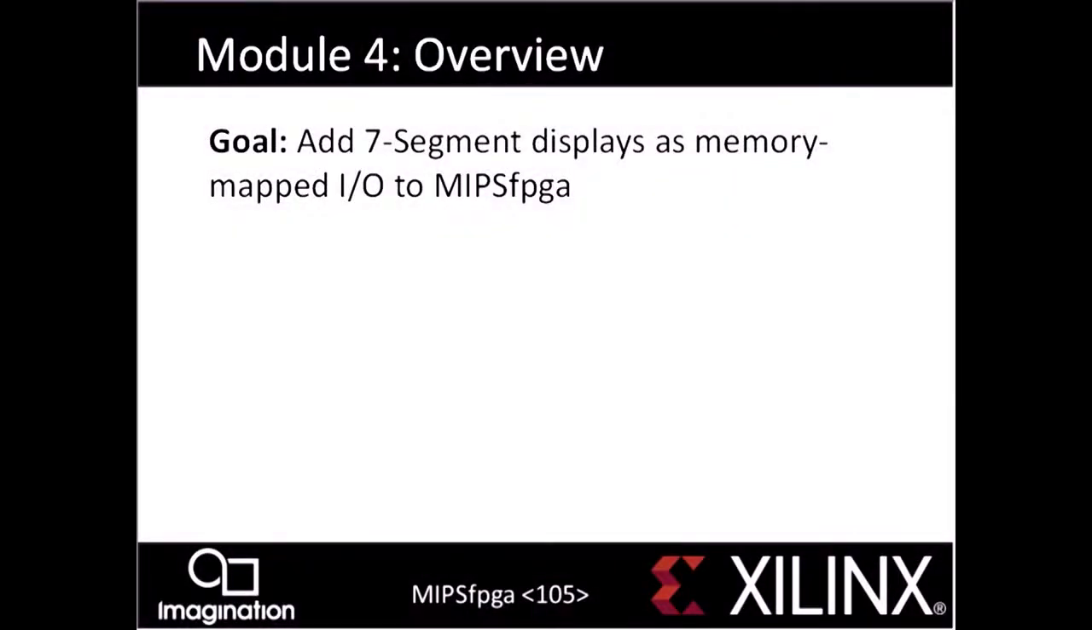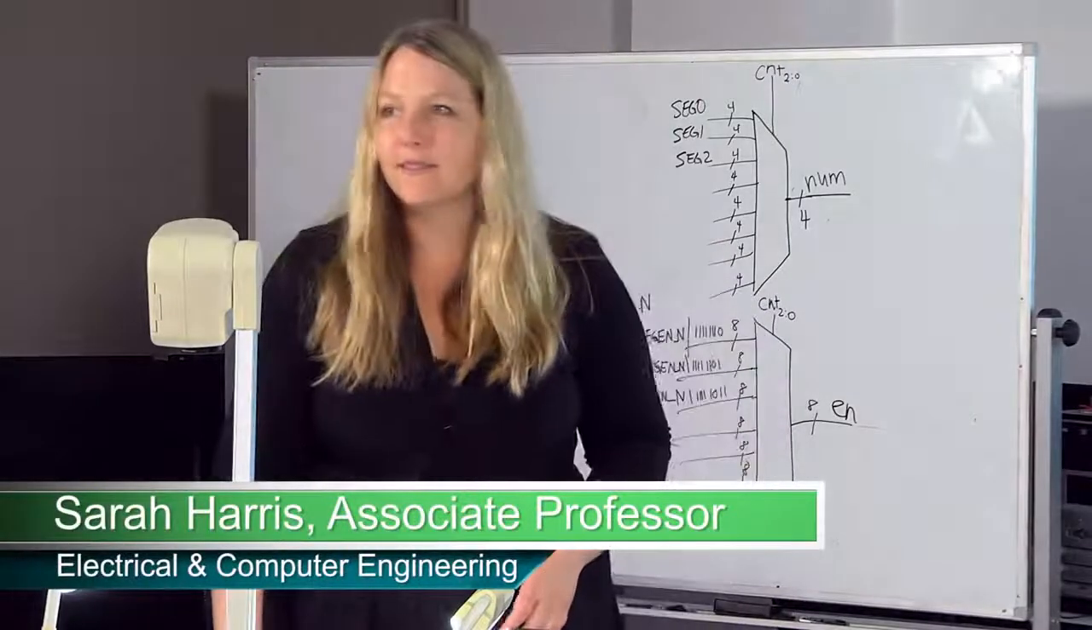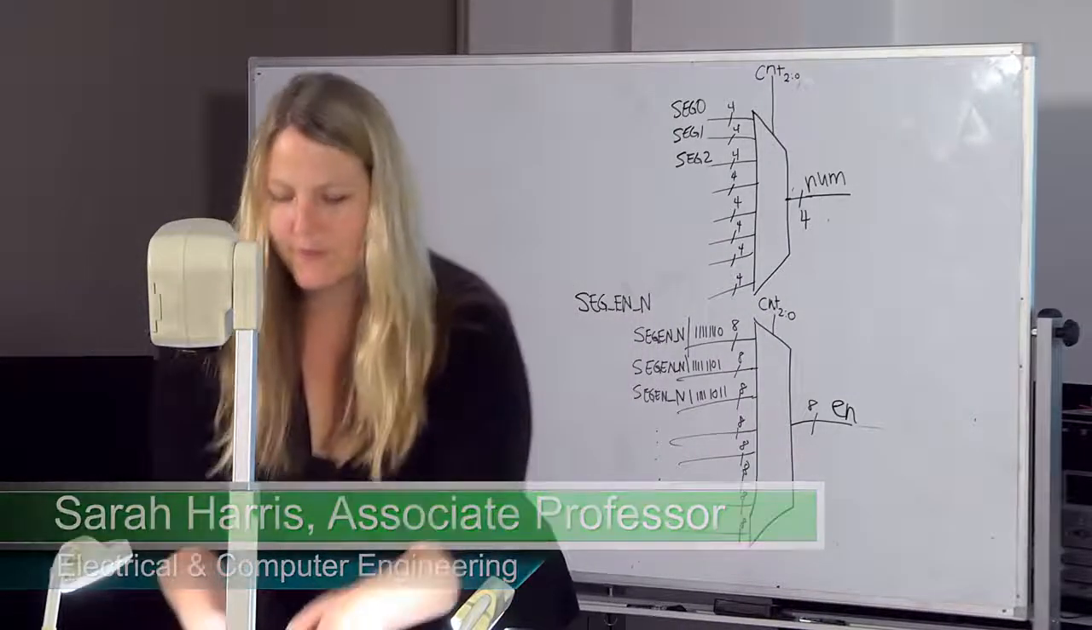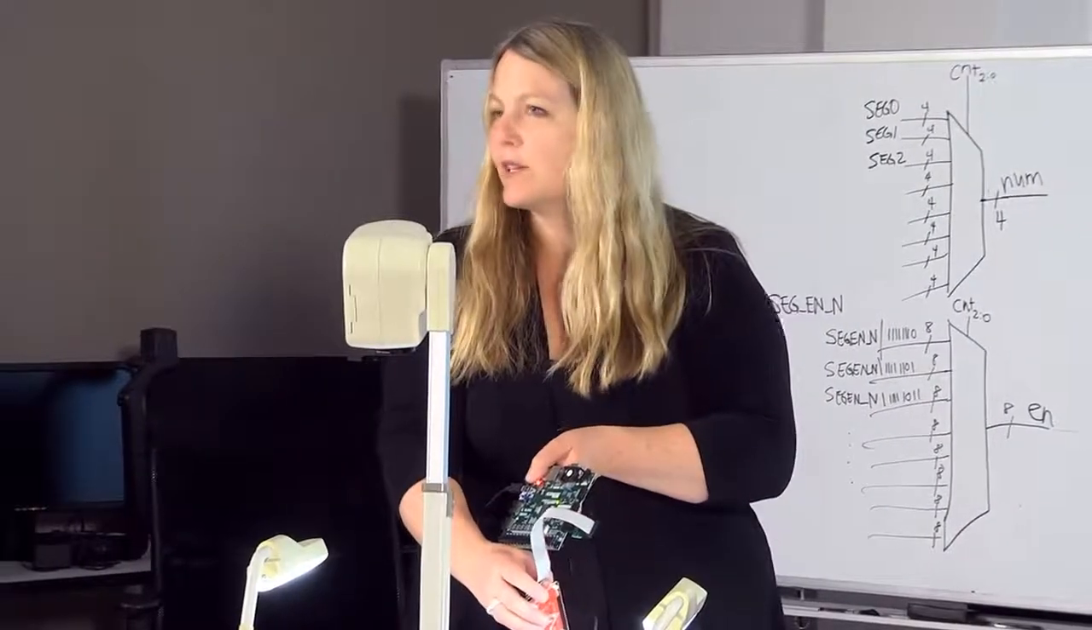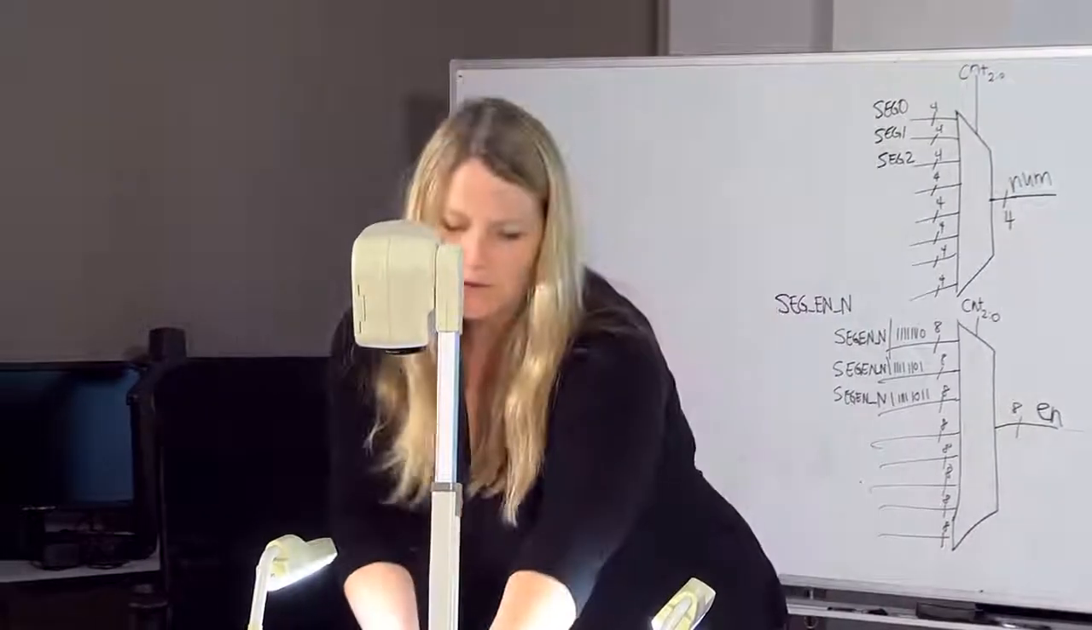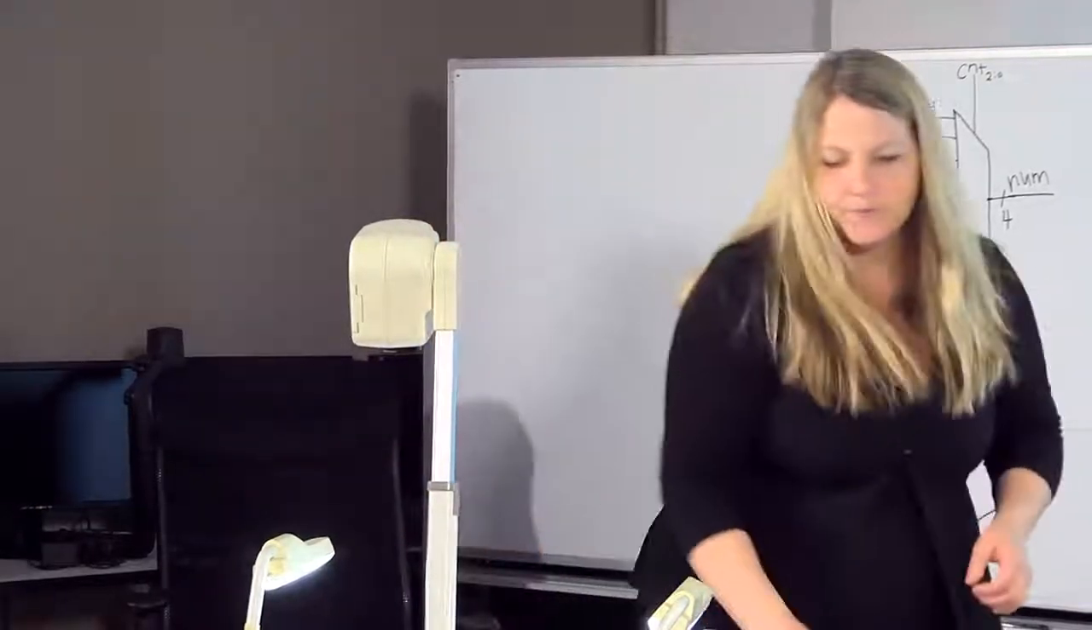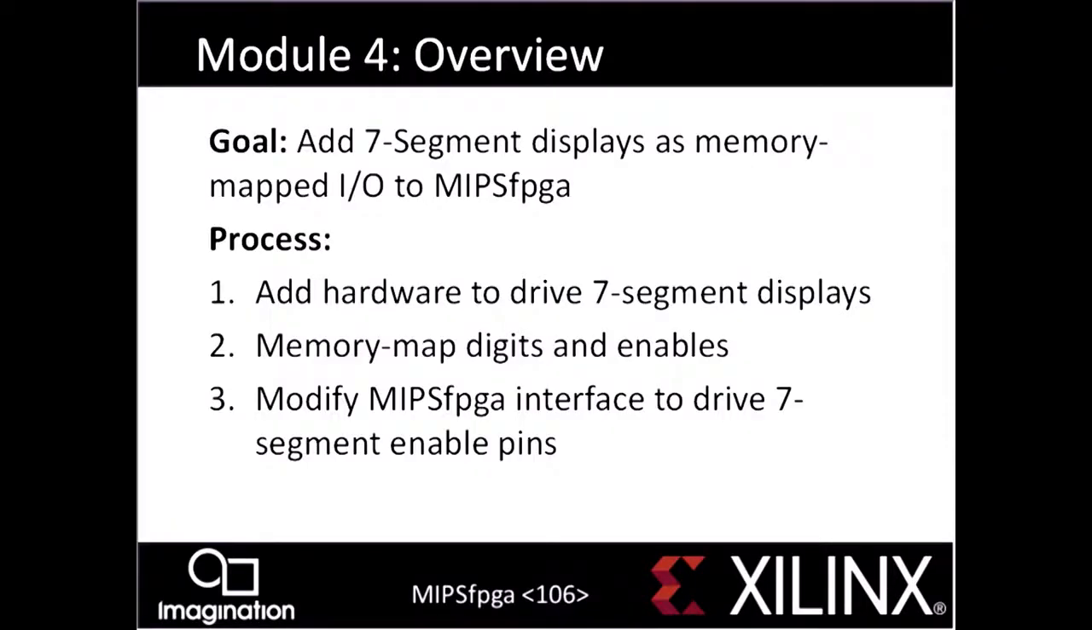The goal of this part is, if you look at your Nexys4 DDR board, you'll notice 8 7-segment displays right above these switches. I'm going to pull this up so you can all see that. So we're going to memory map that so that we can write to it using our MIPS assembly or MIPS C code. This is the general process for adding any kind of peripheral.